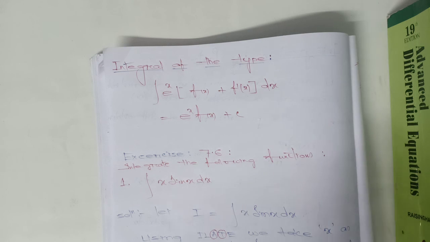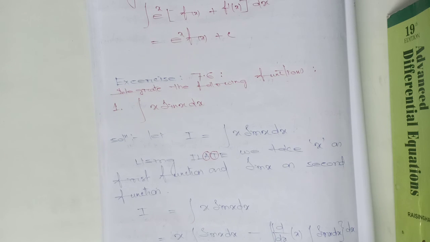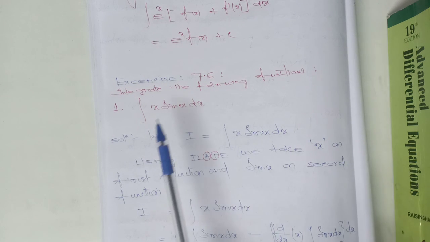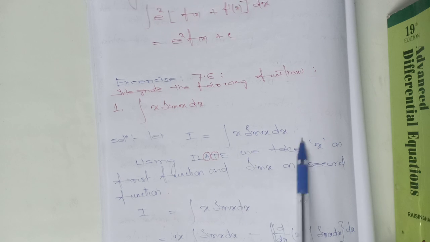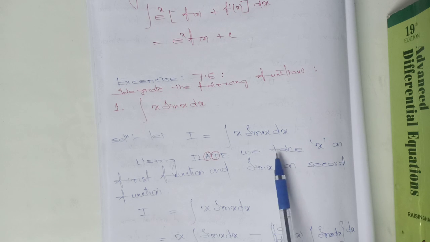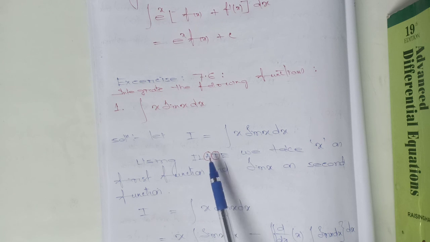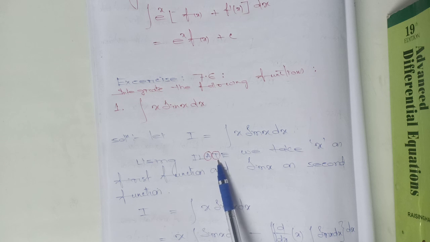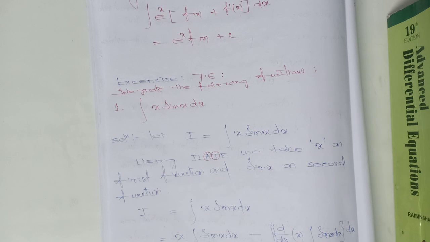Now I'll discuss a few questions related to this concept. The first question is, integrate the following functions. First one is the integration of x sin x dx. So let us take I equal to the integration of x sin x dx. So using ILATE, we take x as the first function because algebraic comes first, then trigonometry. So x will be taken as u and sin x will be taken as v.